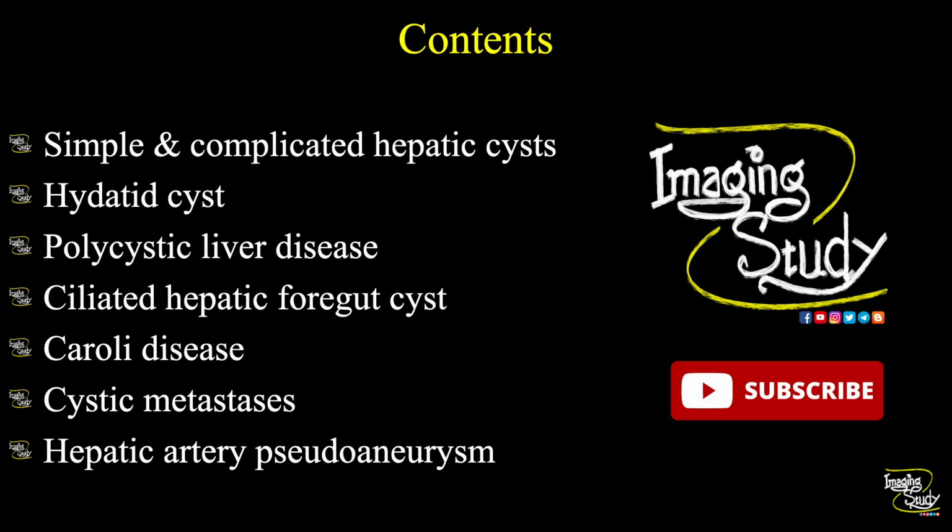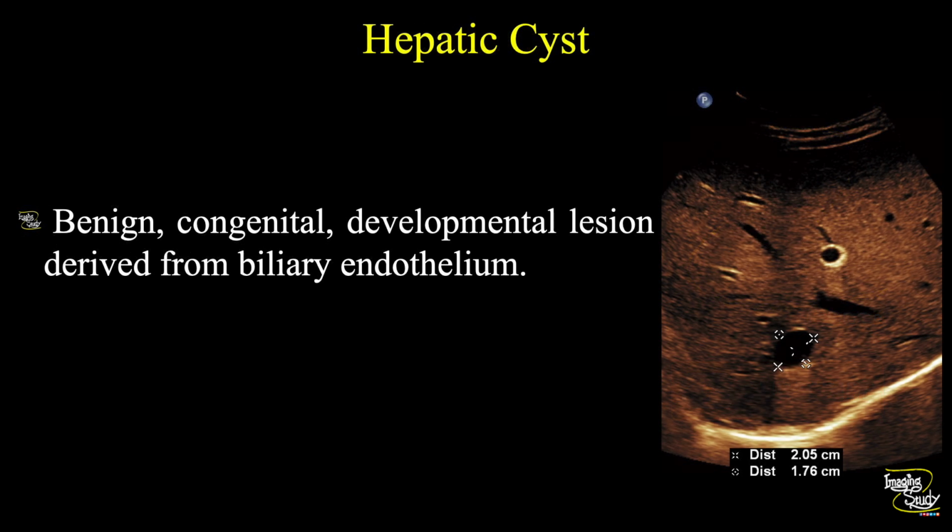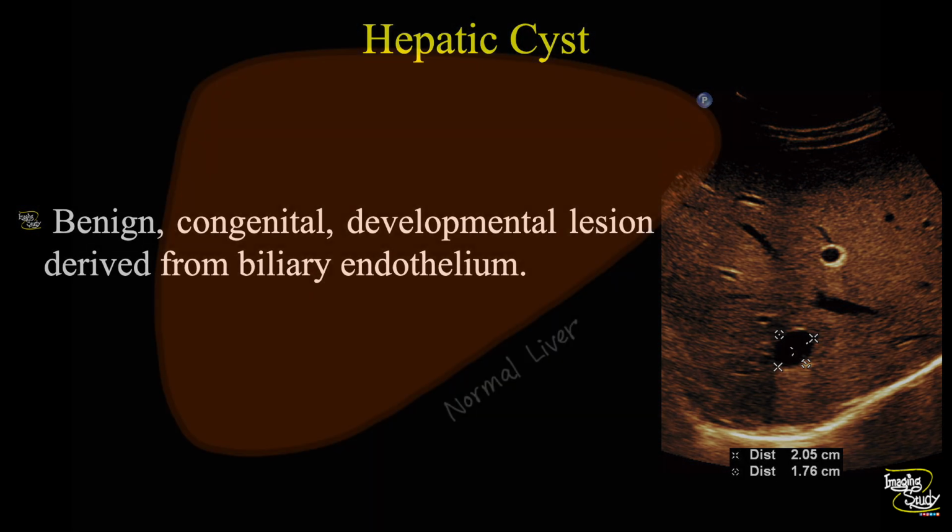So let's start with the hepatic cyst. These are benign congenital developmental lesions derived from the biliary endothelium. They might be simple or uncomplicated and complex or complicated cystic lesions.